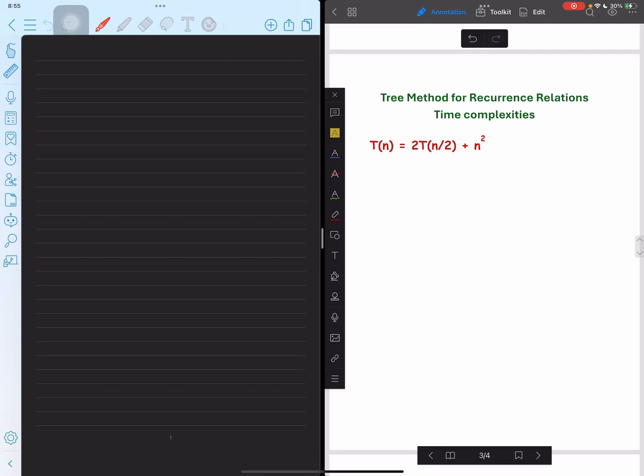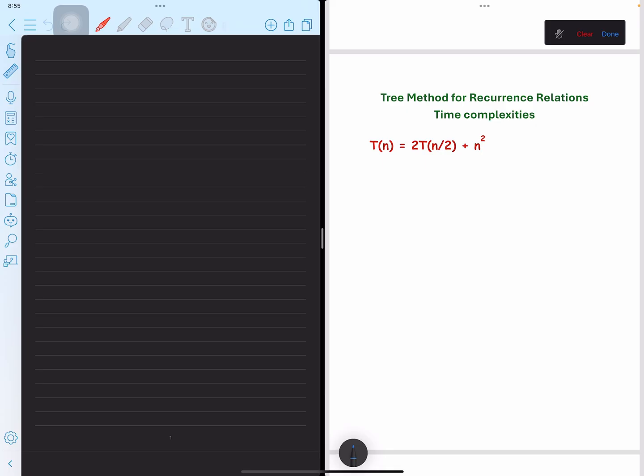Hello. Today we'll be looking at the tree method for recurrence relations to solve its time complexity. Here's the question we want to look at. As you can see, this is the recursive part. This is the work done. This is the original problem.